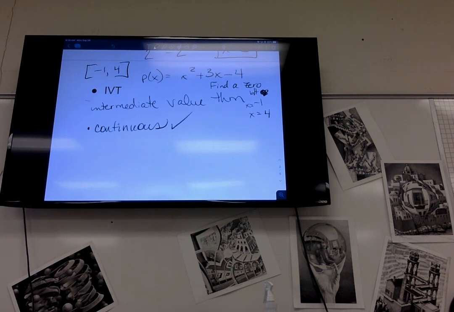So you check to see if it's continuous, and you'd have to tell me, especially if it's a free response question. Yes, this is continuous because it's a quadratic function, and that's good.